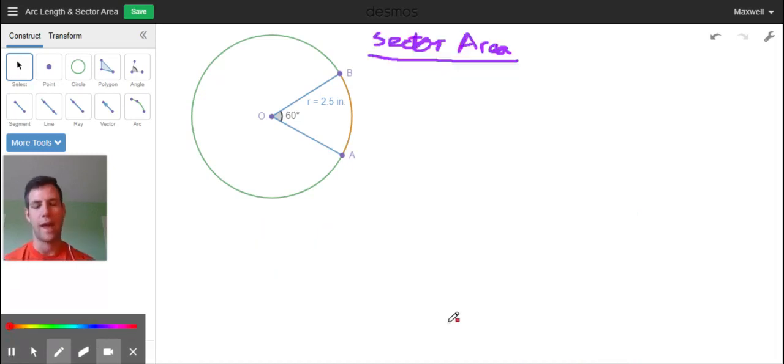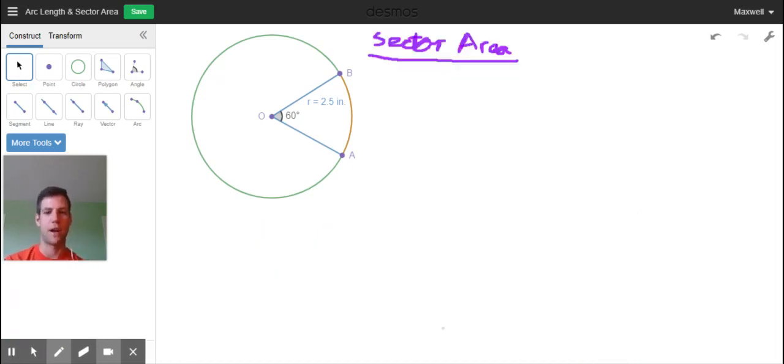Now let's look at developing our sector area formula. First, a sector is basically this pie slice from our circle where it goes from point B to point O to point A and then across arc AB. And that piece right there out of the circle represents a sector. So really the process is very similar in that we need to find what percent of the whole circle is this one little sector area.